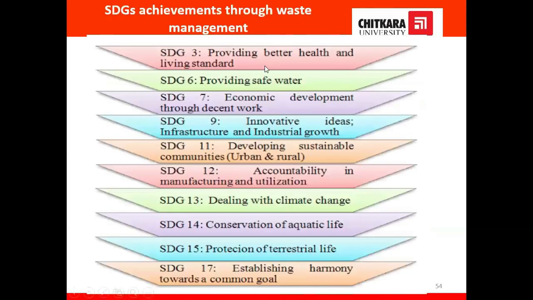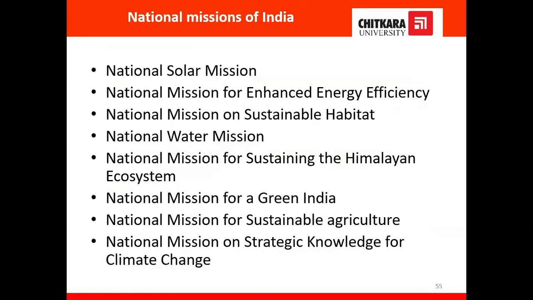So these are the 10 sustainable development goals out of those 17: SDG 3, SDG 6, 7, 9, 11, 12, 13, 14, 15, 17. These are the 10 sustainable development goals which can be achieved partially or completely if we are successfully managing our waste materials. So by doing one activity at large scale, we can achieve these 10 sustainable development goals.